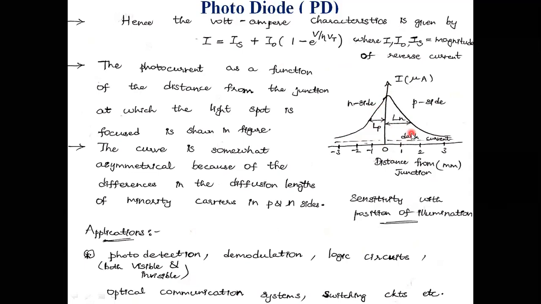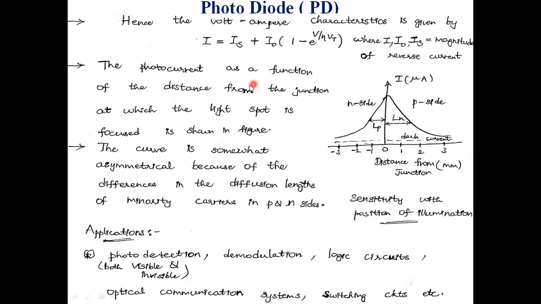Across the junction, therefore it is given like this, that the total current I is equal to IS plus I naught into 1 minus e power v by eta vt minus 1. I naught and IS are the magnitude of reverse current here.